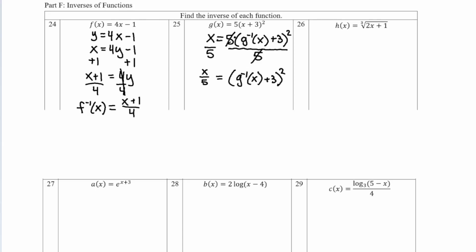Whenever you get rid of something that could remove parentheses, it's always important to ask yourself, did I remove those parentheses? And in this case, no, because there's still another operation, the square, that would necessitate those parentheses to still be there. So I need to get rid of that square.